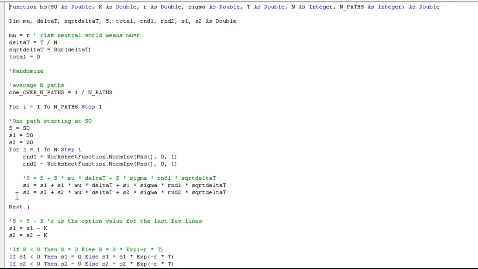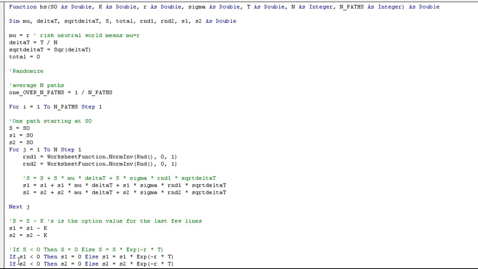Then after we've simulated one time period, so say 1 year or 0.5 in this specific example, we end up with a particular value of the share price, what that share is equal to after that year. Now, since we have a strike price of k, I have S1 is S1 minus k, and if S1 is less than 0, so if the share price is below the strike price, well then S1 is equal to 0. Because in this final part, S1 is equal to the value of the option. Not great for code clarity, but it does the job.